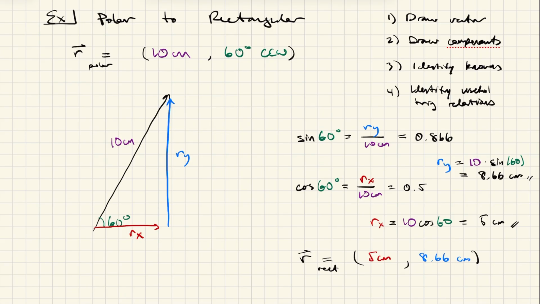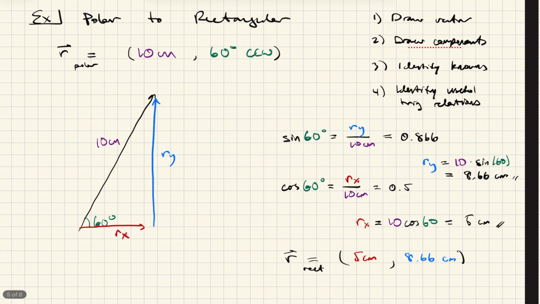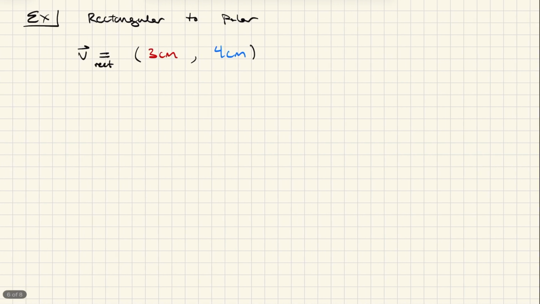And so we can see an example of using our trig relations, sine and cosine, to solve for the x and y components here. Okay, perfect. Let's move on to our next example, going from rectangular coordinates to polar coordinates. So let's say I have a rectangular representation of a vector with an x component of 3 centimeters. So let me just draw this vector really quick. X component of 3 and a y component of 4. It's going to look something like this.